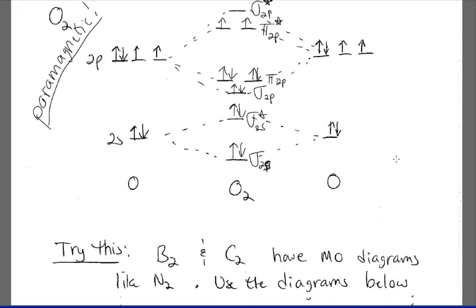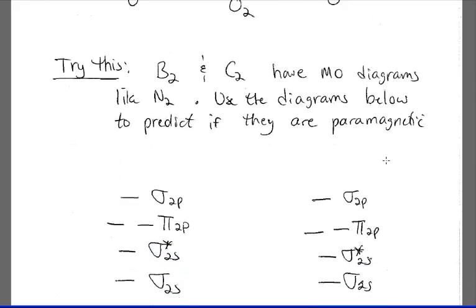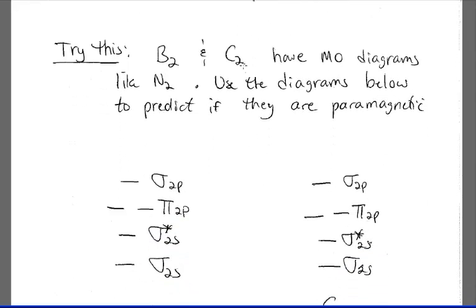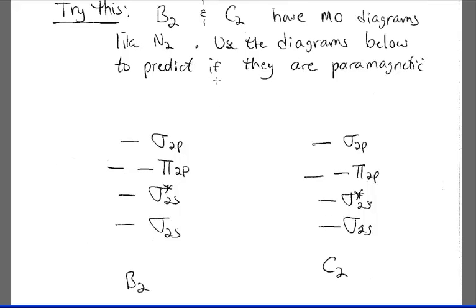All right, and why don't you try filling the correct orbitals. For boron and carbon dimers, they have the same molecular orbital ordering that nitrogen does, and I've drawn these below. So use these diagrams, fill them up with the right number of electrons, and predict whether they would be paramagnetic or not. So pause and try it yourself.